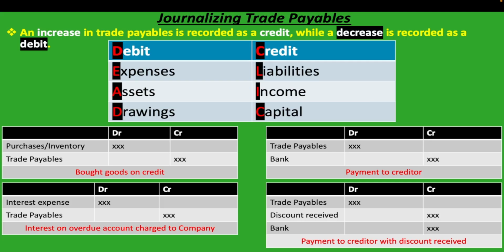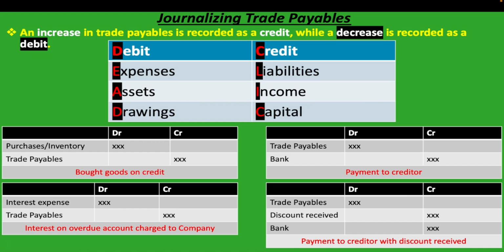But I hope you understand here, whenever they issue me with a discount, I will debit my trade payables and I will credit my discount received. Discount received is an income account, and our income increases on the credit side, as you can see here. And bank, of course, is an asset. It's going down because I'm paying them.